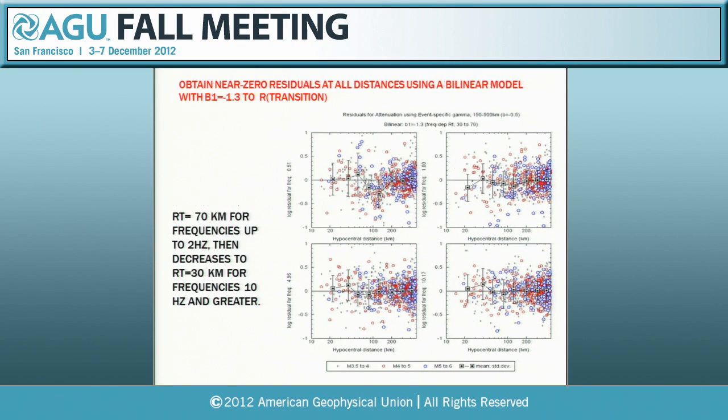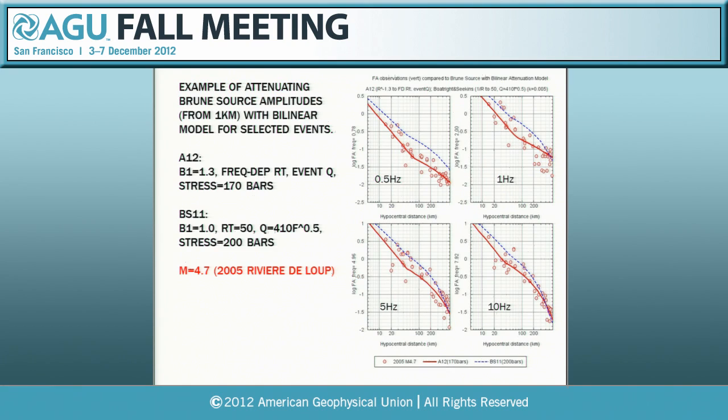Next. So we could parameterize that in a number of ways. We don't really know what's going on. But if we want to just flatten those residuals and come up with a model that takes the trends out, a simple model that does that would be to assume a bilinear model, but that the transition from direct wave spreading, steep spreading, to Lg is a function of frequency. And so we can get rid of most of the residuals if we assume that the transition distance is 70 kilometers at low frequencies and then transitions to 30 kilometers at high frequencies.